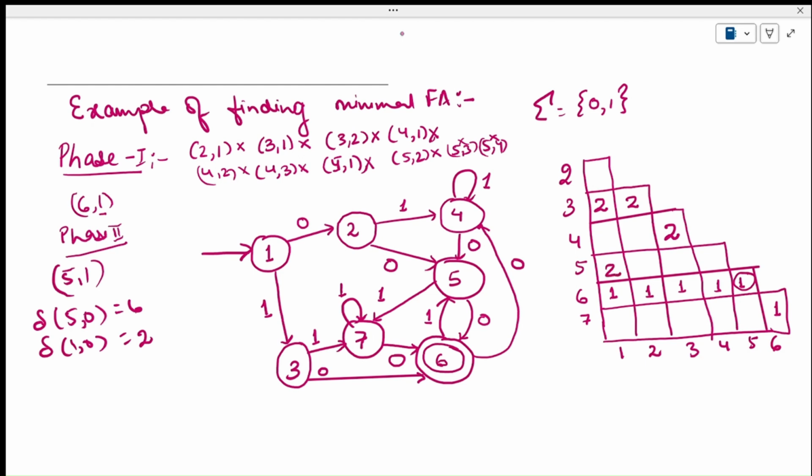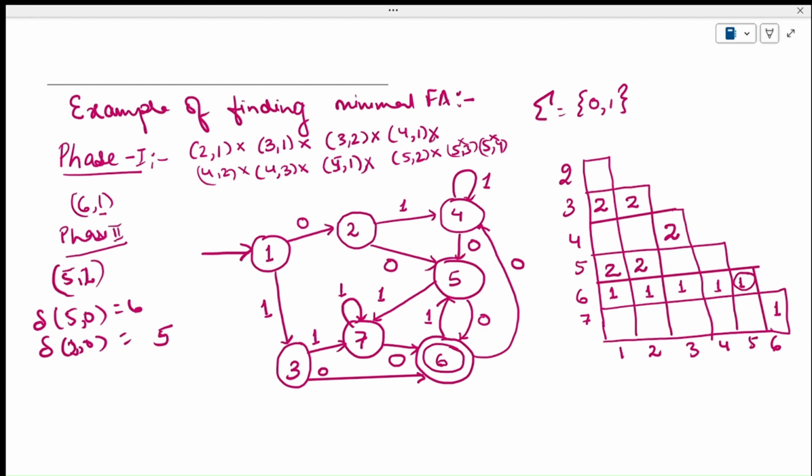Now repeat the process. 5 2. 5 comma 0, that is 5 on reading 0 is going to state 6 and state 2 on reading 0. State 2 on reading 0 is going to state 5. Since 6 5 is already marked, so therefore 5 2 is marked here.